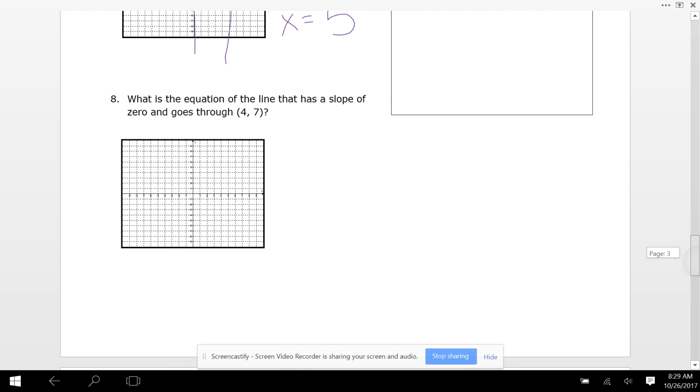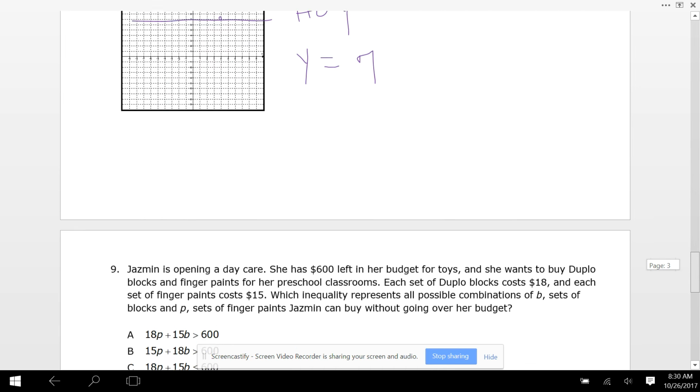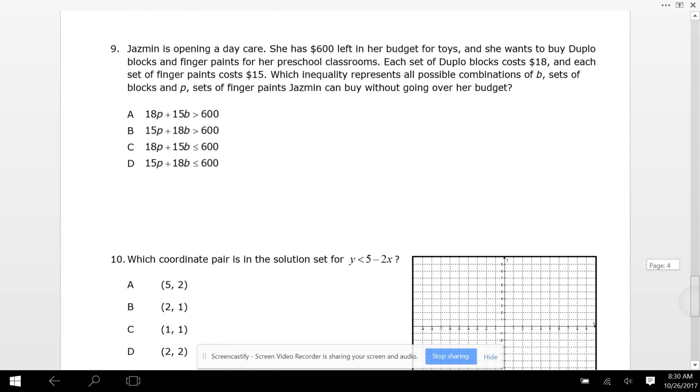Okay, if I have a slope of 0, that's my horizontal, that's my y equals. So if I have (4, 7), I have a horizontal line, so I'm going to have y equals 7. It should take you not even as long as it just took me.